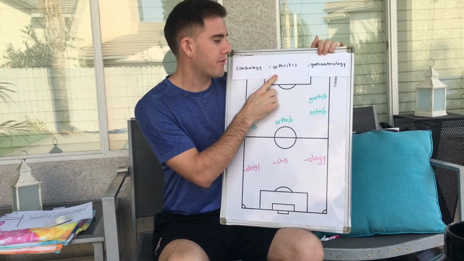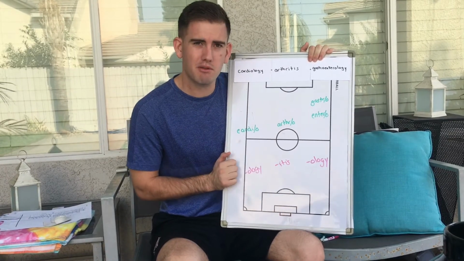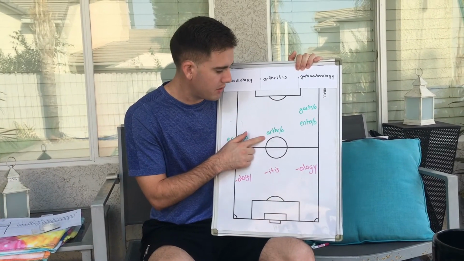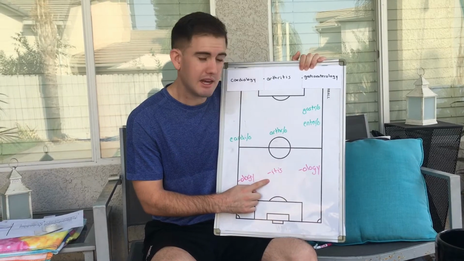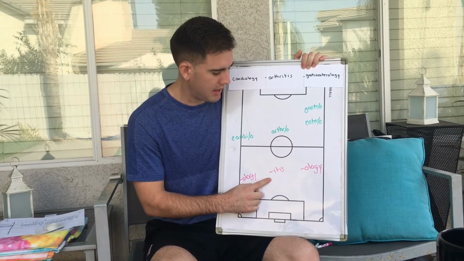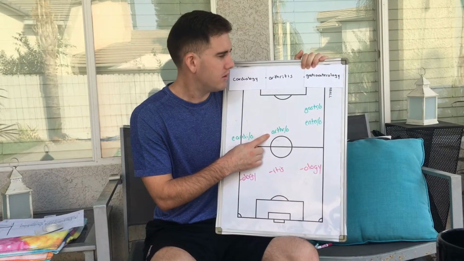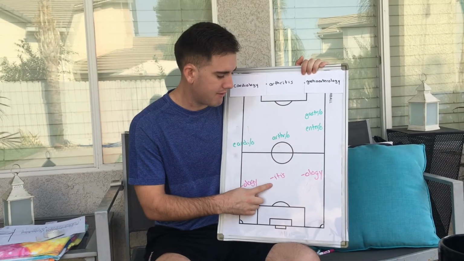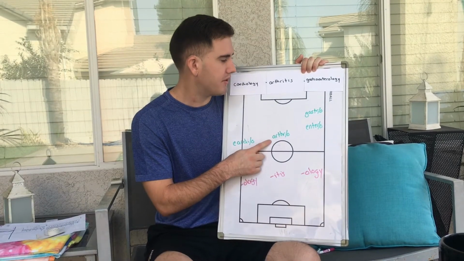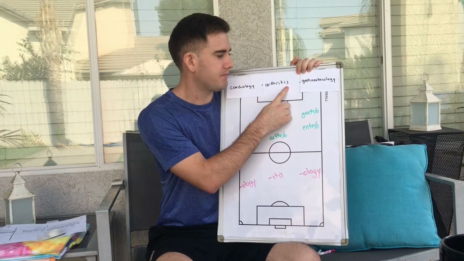Let's move on to arthritis. So here are the two components of arthritis. We have arthro and itis. Itis meaning inflammation, and arthro meaning joints. So, reading it from back to front, we have inflammation of the joints, arthritis.